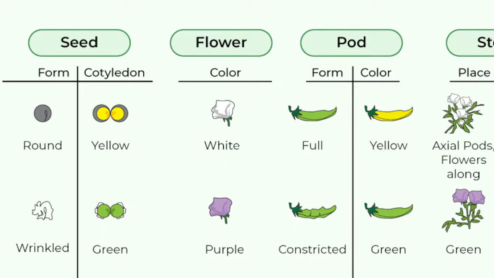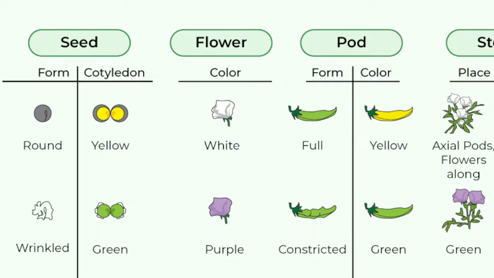Apart from that, it has different types of observable traits. What are these traits that Mendel was actually able to observe, and that was one of the reasons he focused on them? Number one, the seed. If you pick only the seed, it can come out either round, or it can be wrinkled.